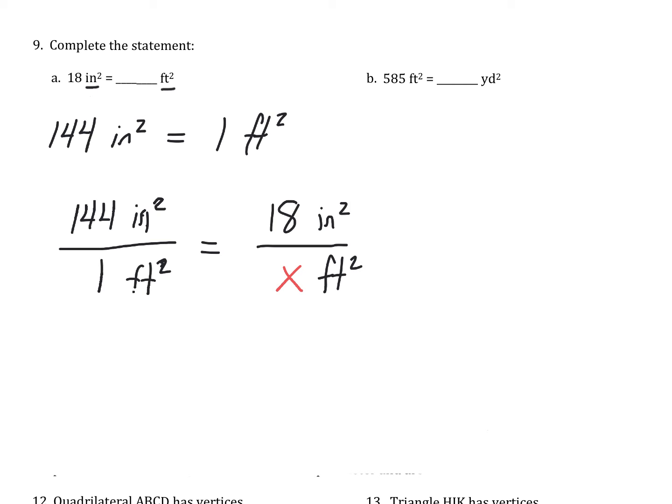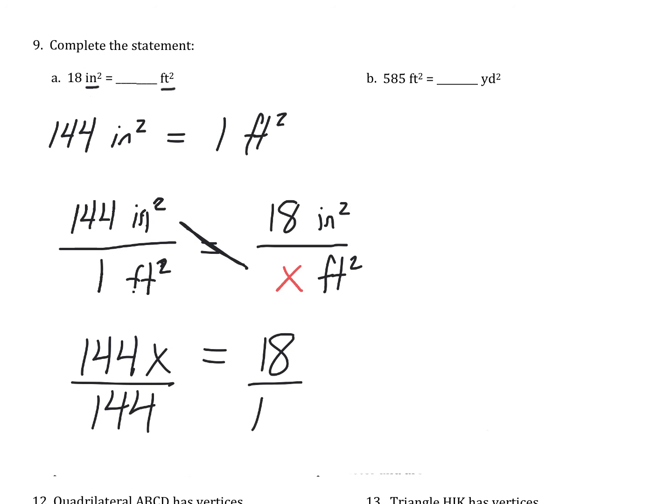So now to solve this proportion, all I have to do is cross multiply. So obviously I'm going to end up with 144x equals 18. So lastly, let's just divide. 18 divided by 144 is going to give me 0.125. And that's my final answer.